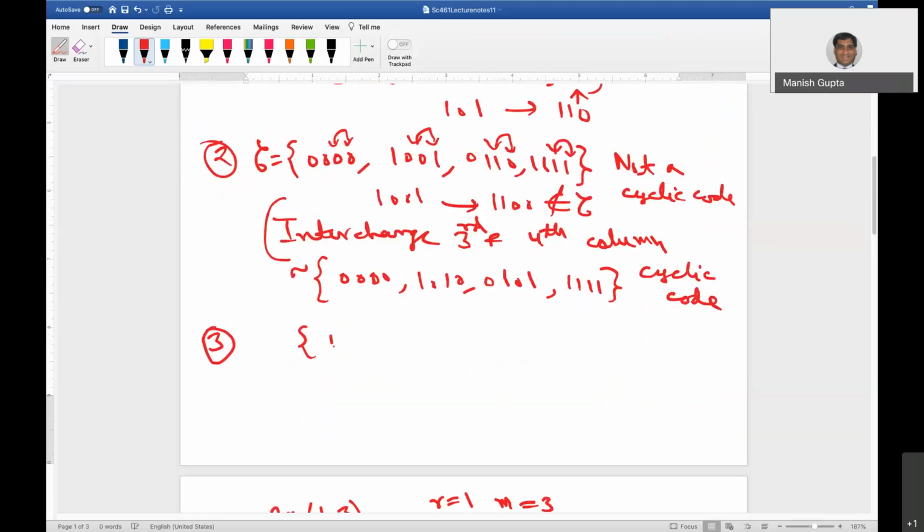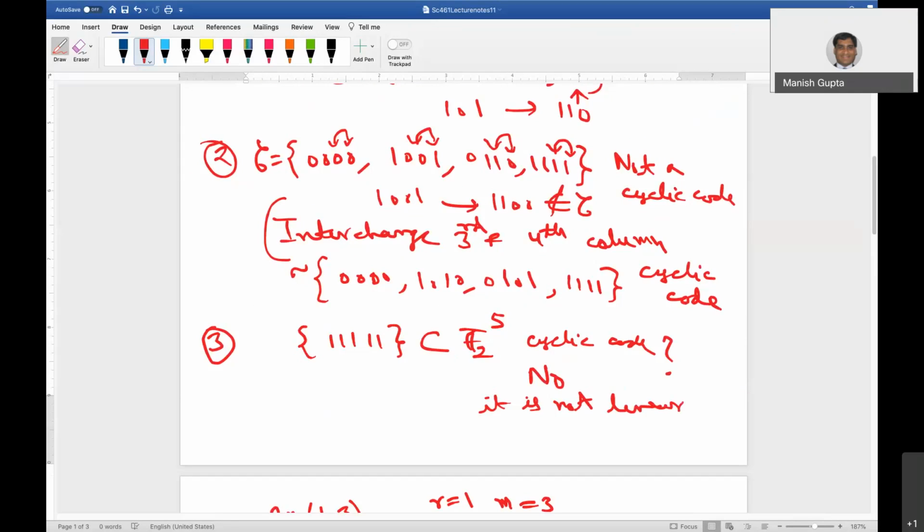We take 11111, a subset of F2 raised to power 5. So this is a code. Obviously, it's a subset, but is it a cyclic code? The answer is no. Why? Because it is not linear. 00000 does not belong to C. Even though if you take 1111 and take the cyclic shift, it belongs to C, the zero code word is not there. This is not a cyclic code.